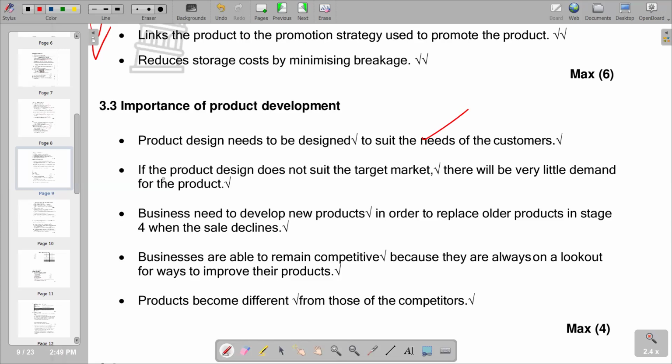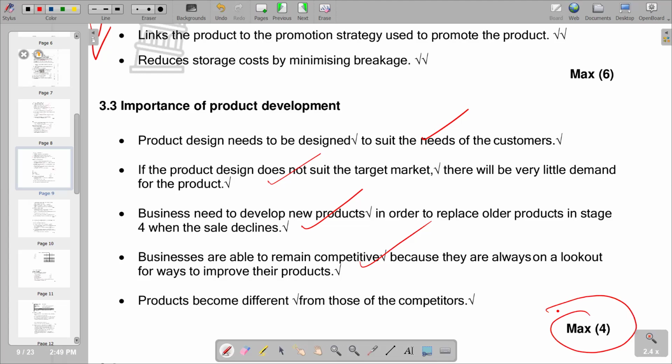The second part is saying that if the product design does not suit the target market, there will be very little demand for the product. So very important to take note that if we don't engage in product development, we are going to have our demand going down or declining. Next one, businesses need to develop new products in order to replace older products in stage 4 when the sales decline. And businesses are able to remain competitive because they are always on a lookout for ways to improve their products. So I see that our question is going to a maximum of 4. Obviously, it requires us to raise 2 points.